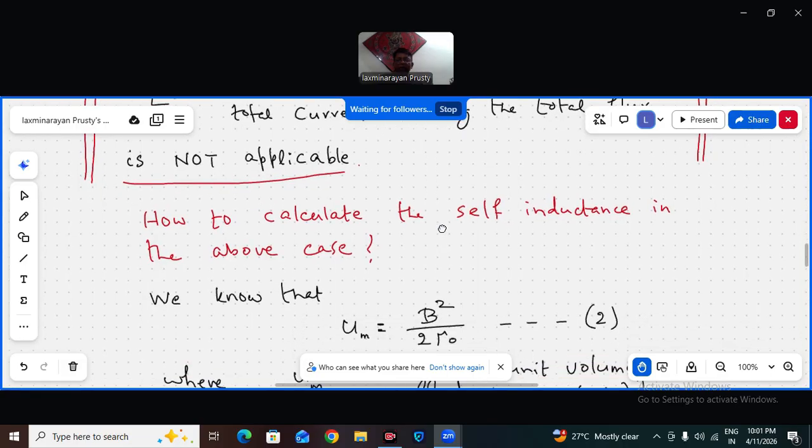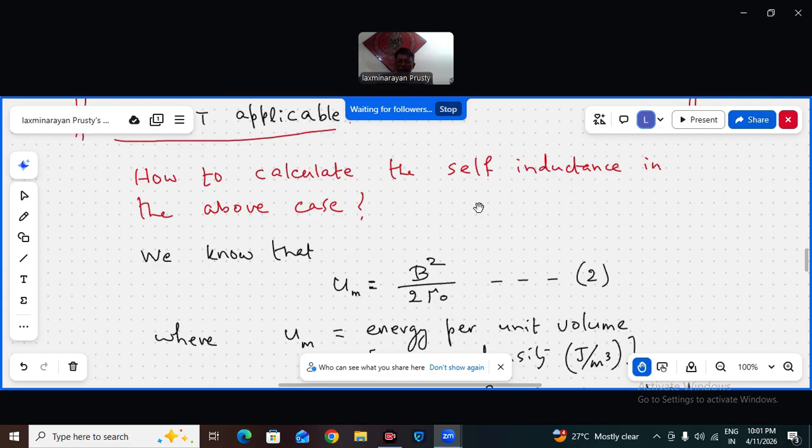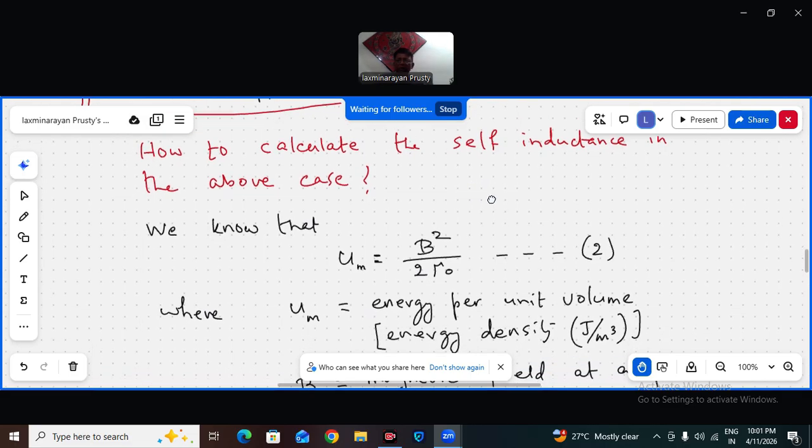Then how will we calculate self inductance? In this case where the overlapping area is not negligible between current and the magnetic flux, the overlapping area is not negligible.